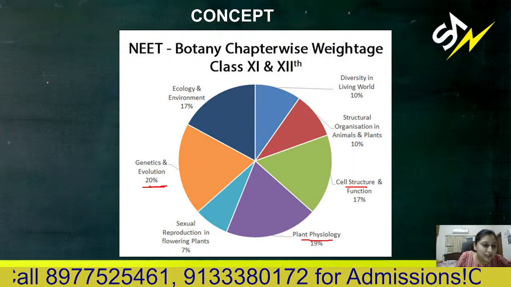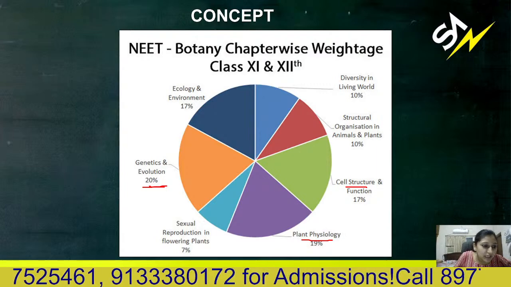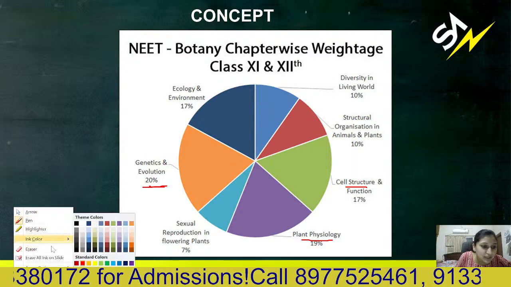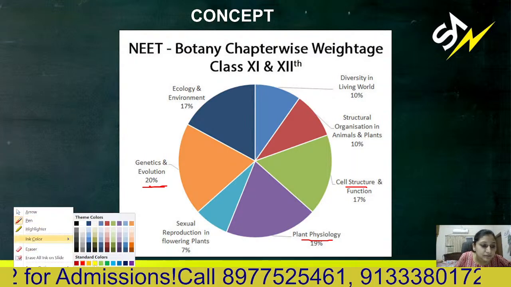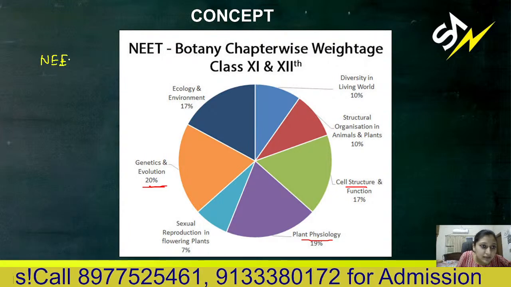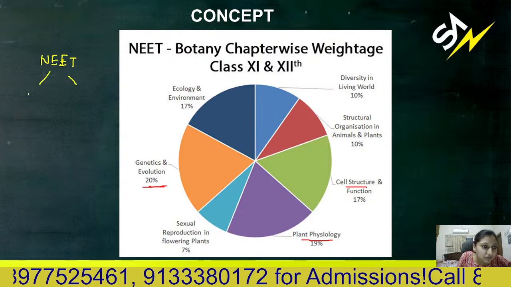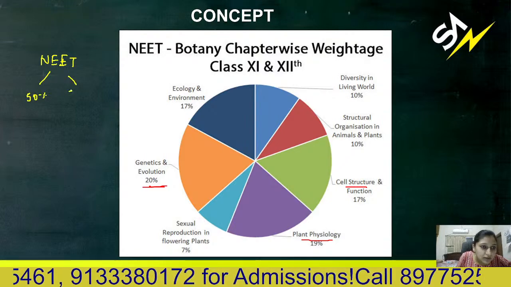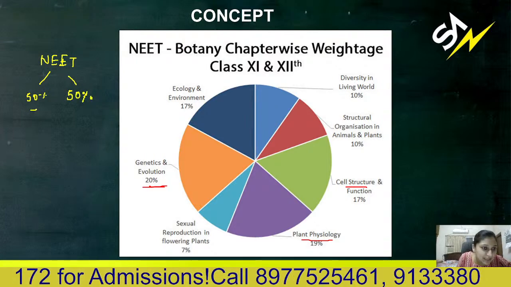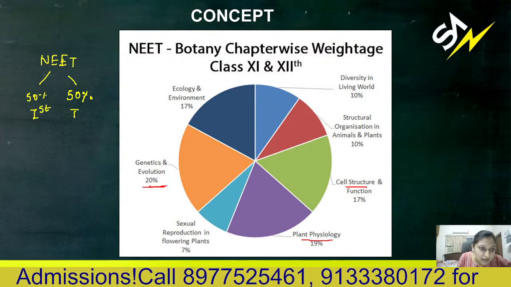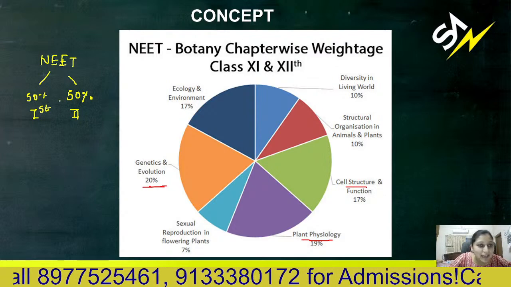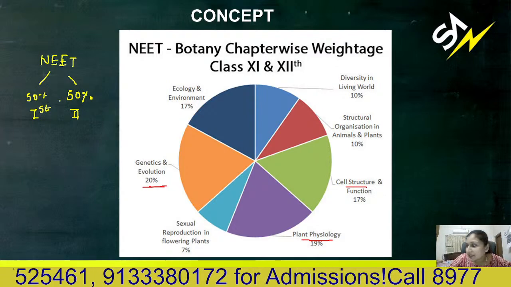See, I'll tell you that in case of NEET, they'll ask 50-50% from the first year and second year, that means 11th and 12th. And zoology and botany are also equally divided like that.